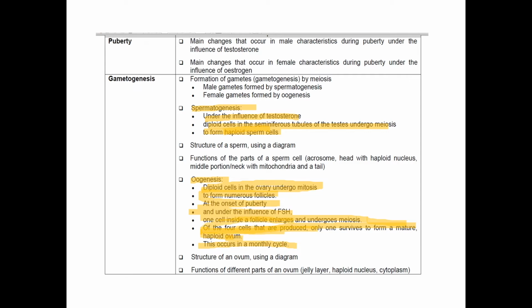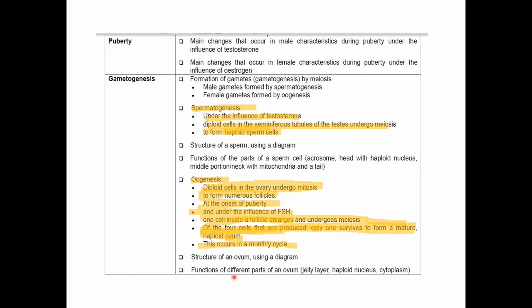So, oogenesis. The diploid cells in the ovary undergo mitosis to form numerous follicles. At the onset of puberty and under the influence of FSH, one cell in the follicle enlarges and undergoes meiosis. Of the 4 cells that are produced, only one survives to form a mature haploid ovum, and this occurs in a monthly cycle.